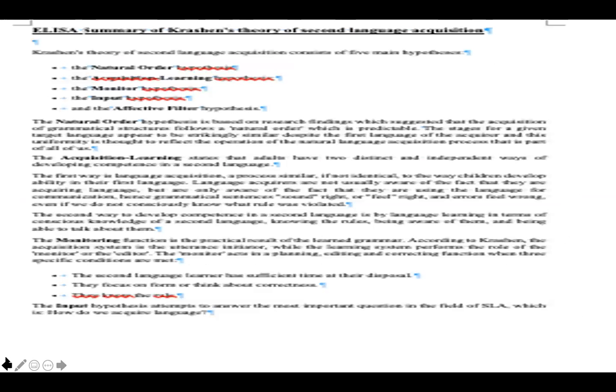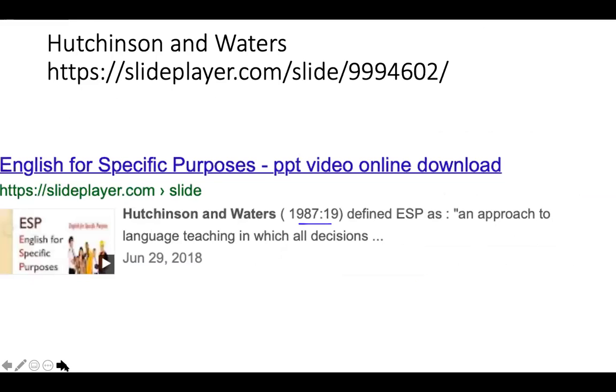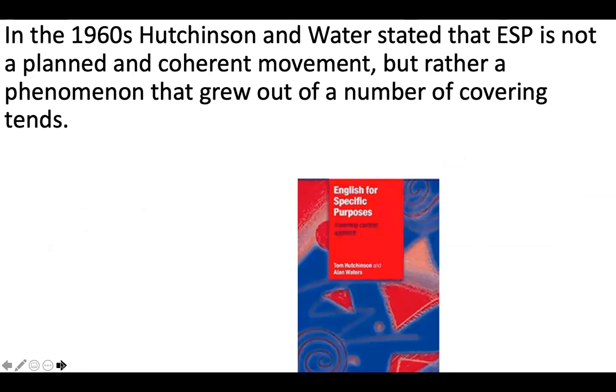Okay. Oh, it's gone out of order. Whoopsie daisy. So Hutchinson and Waters in 1987, they have the most basic, well, this says 60s, so maybe they wrote the book in the 60s. So their view on ESP is basically that ESP is a phenomenon that has grown out of emerging trends.